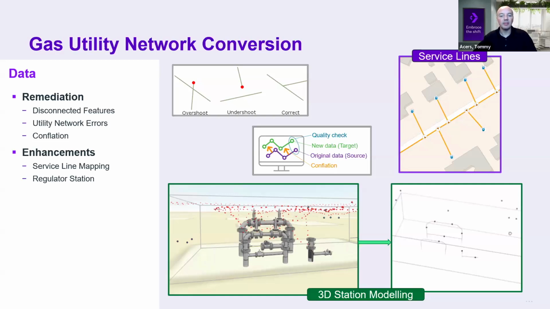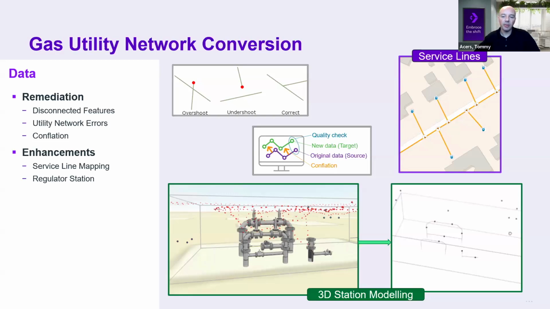Enhancements, on the other hand, these may be considered nice to haves, meaning we have a functioning utility network and accounted for all business requirements, nothing to really prevent us from putting this into production. But we're going to use this opportunity to incorporate a deeper level of detail into our GIS data. Two such opportunities we regularly encounter are with regulator stations and service lines.